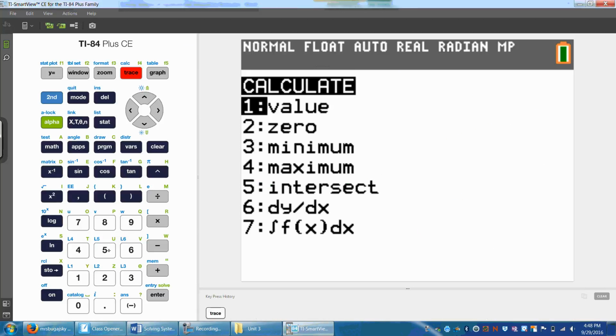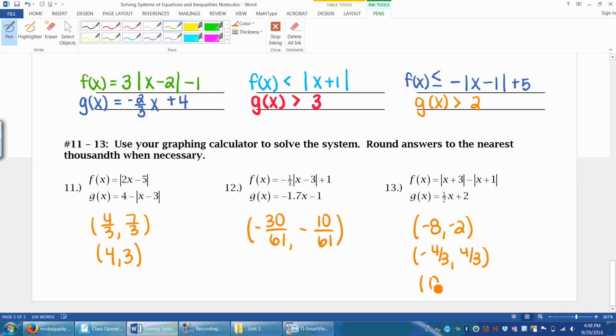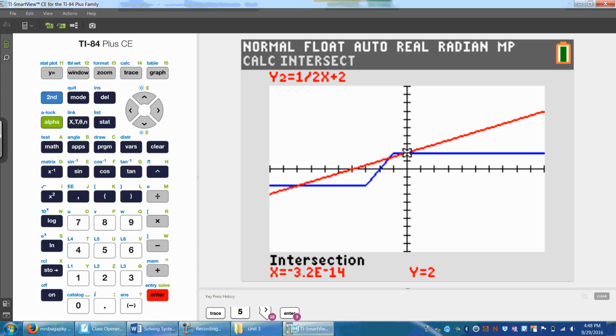Second trace, number 5 again. Get it closer to the other intersection point. Enter for the blue, enter for the red, enter for guess. Now if you get something like this, this means times 10 to the -14th power. That means move the decimal point 14 spaces to the left. That number is so small that we just consider it 0 if that ever shows up on your calculator. 0.2 is the answer.